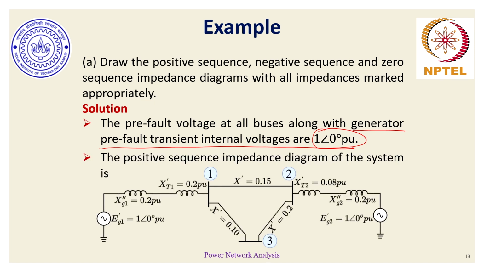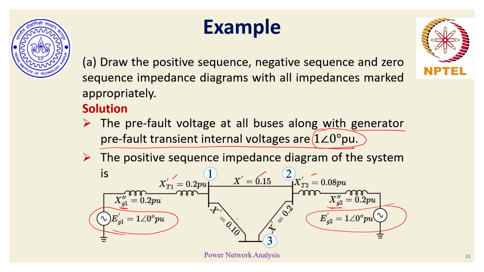The positive sequence impedance network looks something like this. The generators are represented by their internal EMFs, which I was also talking about in the context of question number 1, and the corresponding subtransient reactances are important. The transformers' leakage reactances, the way they are given, will remain the same.